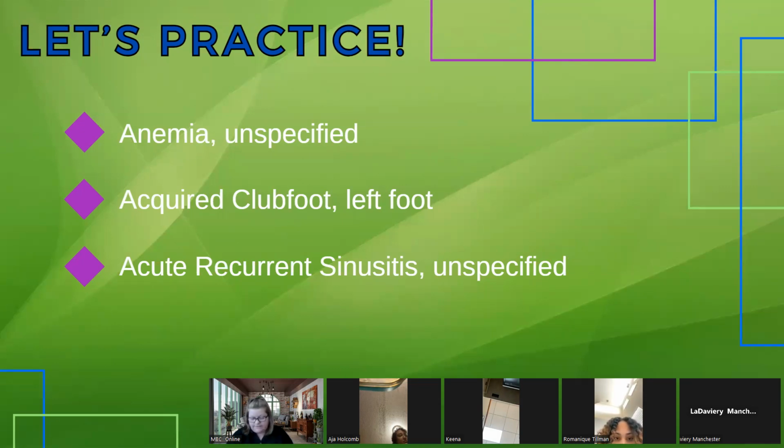Good Lord. All right, so let's move on to number 2. Acquired clubfoot, left foot. All right, so where are we going to start with that, y'all think?